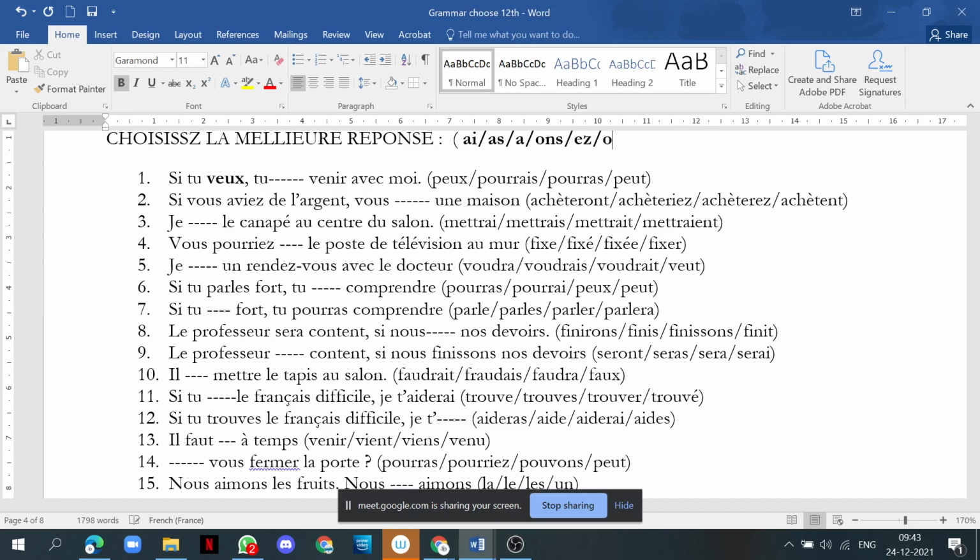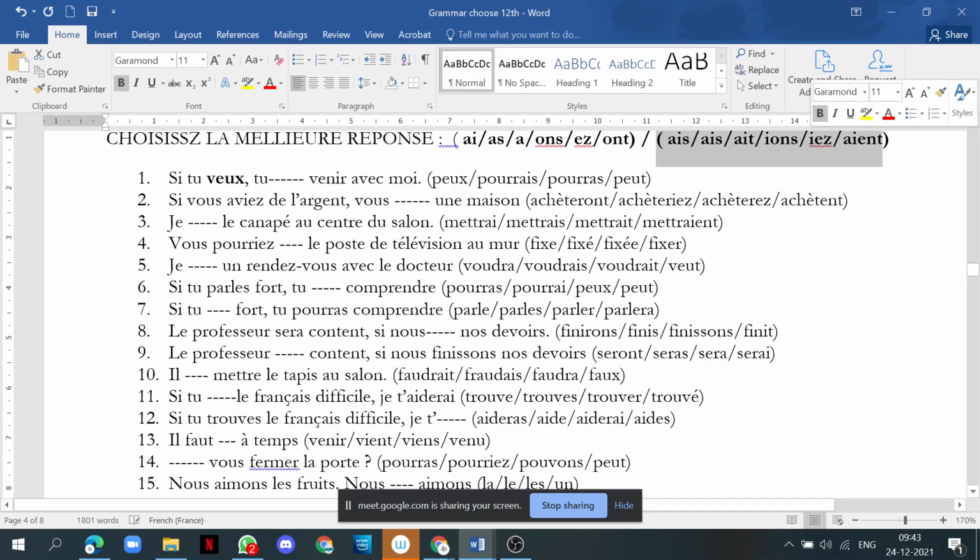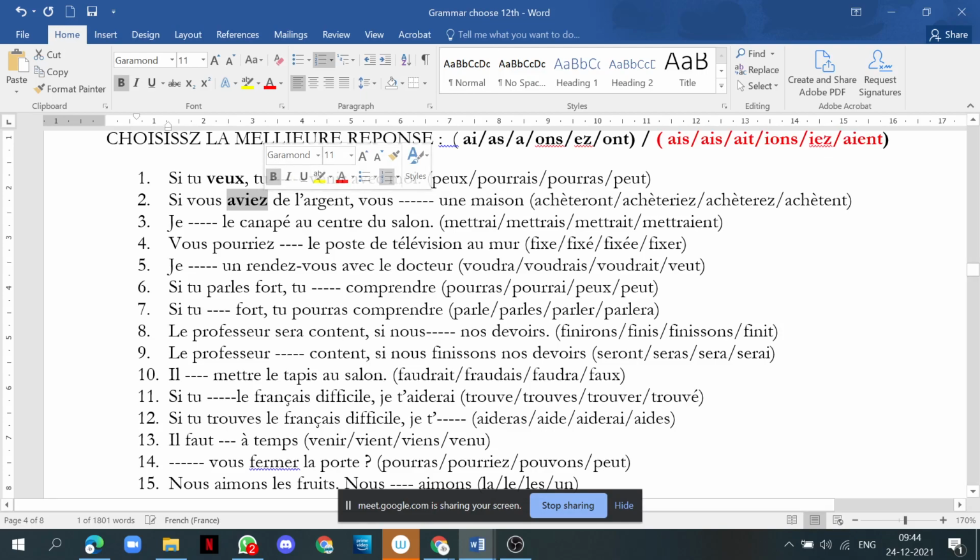EZ and ONT. This will be the future simple endings, and then the imperfect endings, like the conditional endings, will be AIS, AIS, AIT, IONS, IEZ, AIENT. So now, if this AIS is already in the sentence, for example, if you see the second one, IEZ is already there. When IEZ is next to C, then we have to similarly search for the same conjugation in this one, according to the subject here.